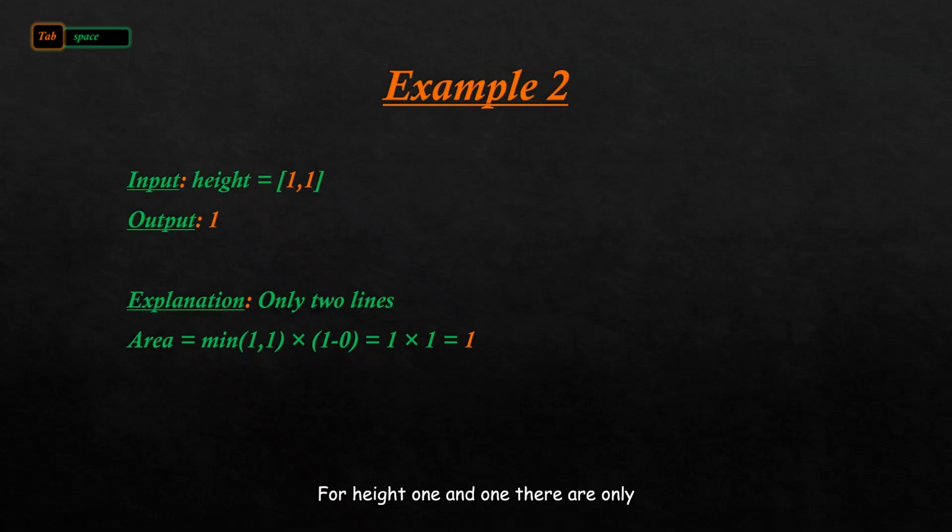For height 1 and 1, there are only two lines. The minimum of the heights is 1 and the width between them is also 1. So the maximum water area is simply 1.